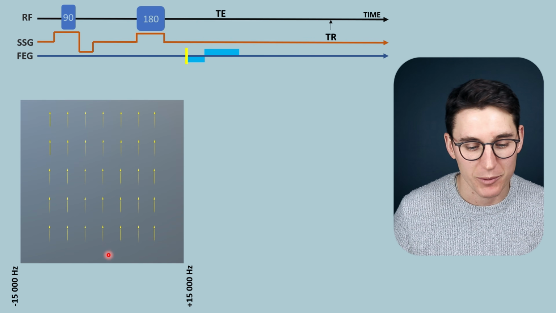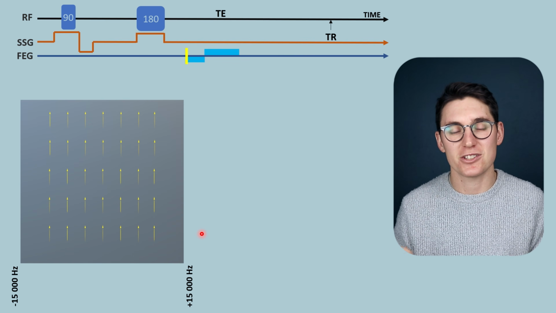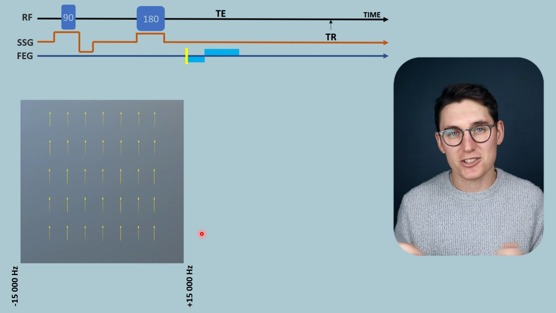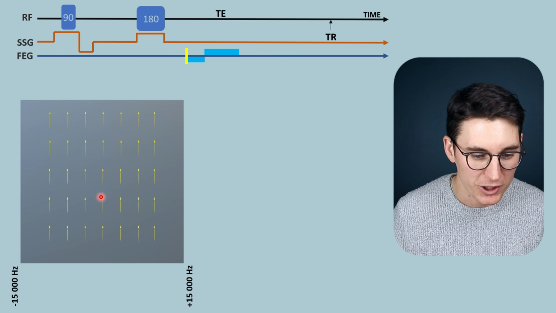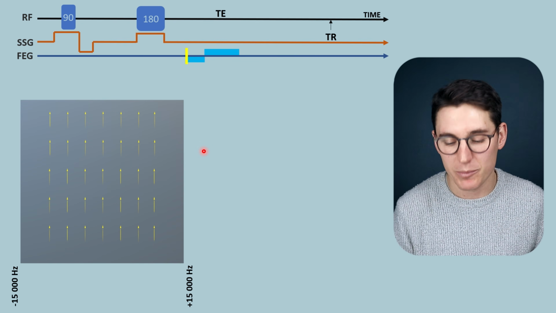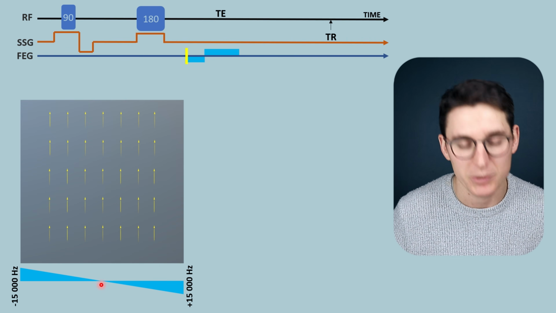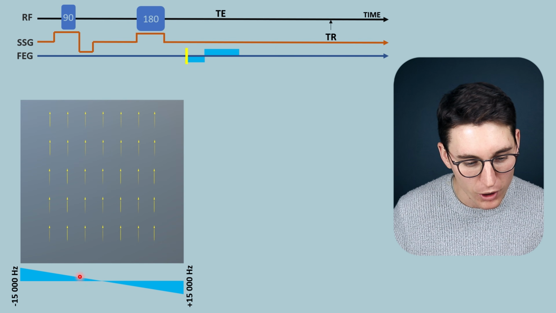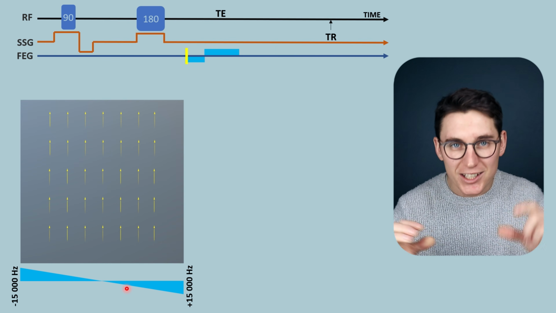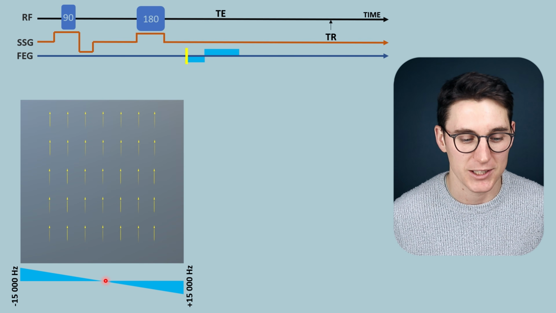Relative to the center of our image, these spins on this side of the image are going at 15,000 hertz faster, 15,000 precessions more than the Larmor frequency here. Now, why are we comparing it to the middle of our slice? Well, when we apply the frequency encoding gradient, you can see the center of the frequency encoding gradient has no positive or negative additional magnetization. It's precessing at the Larmor frequency.